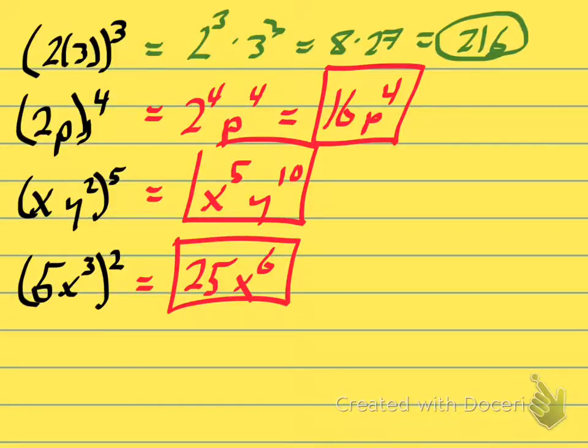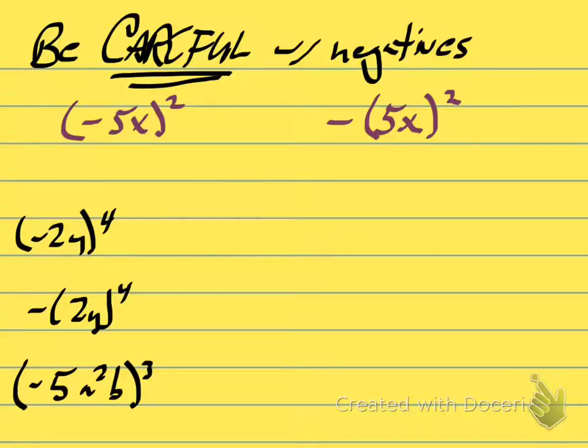Be really careful with negative signs. Let's look at the purple problems at the top. When the negative sign is inside the parentheses, let's actually write this out. This means negative 5x times negative 5x. If I multiply those together, negative 5 times negative 5 is a positive 25.